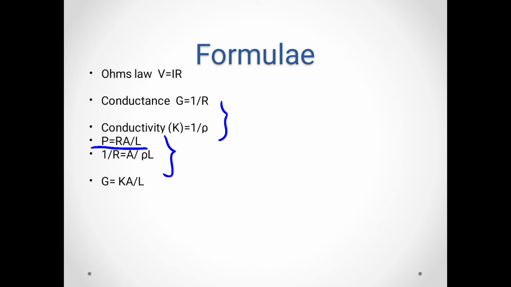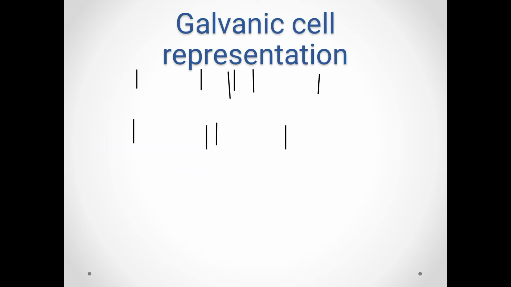Then if you want conductance, which is denoted by the letter G, it is Ka upon L. K is your kappa, that is your conductivity, A is your area, and L is the length. I again suggest you write down the formulas and play around with them, you will understand it clearly. Then the cell constant is denoted by G star, which is given by L by A, where L is your length and A is the area. Molar conductance is 1000 kappa by C.